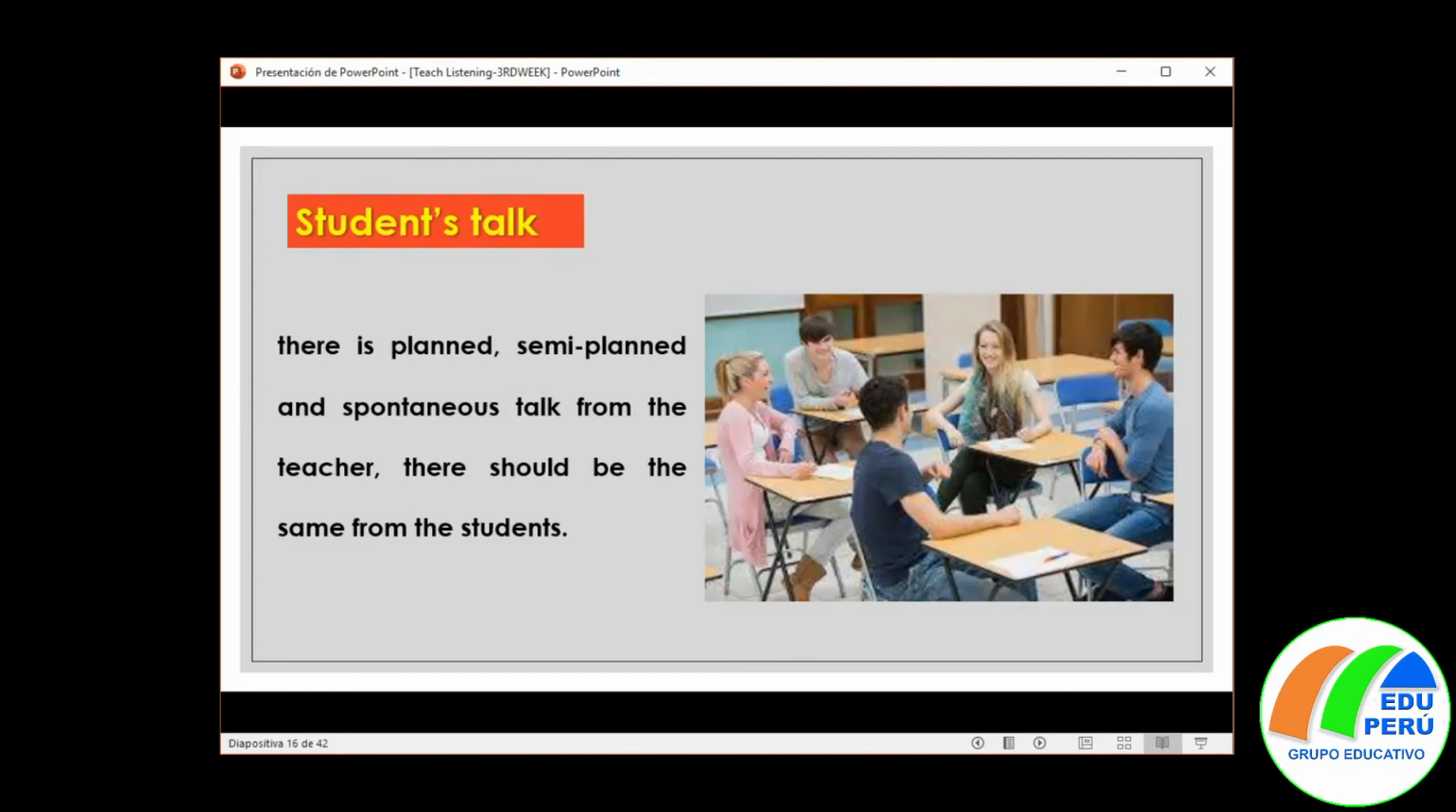Semi-planned is when they comment, oh, do you think that is a good idea or a good topic? It's not what the teacher asked them to do, but they start talking. And the other one is spontaneous: oh, please, can you pass me the paper? Something informal, informal talking. So as the teachers have, the students have.